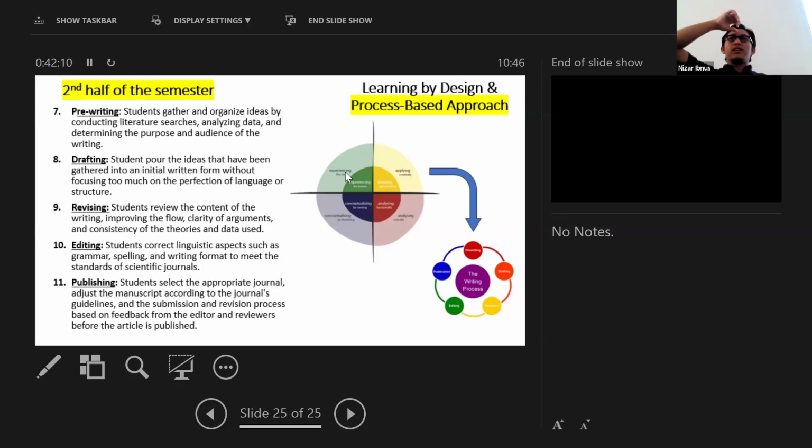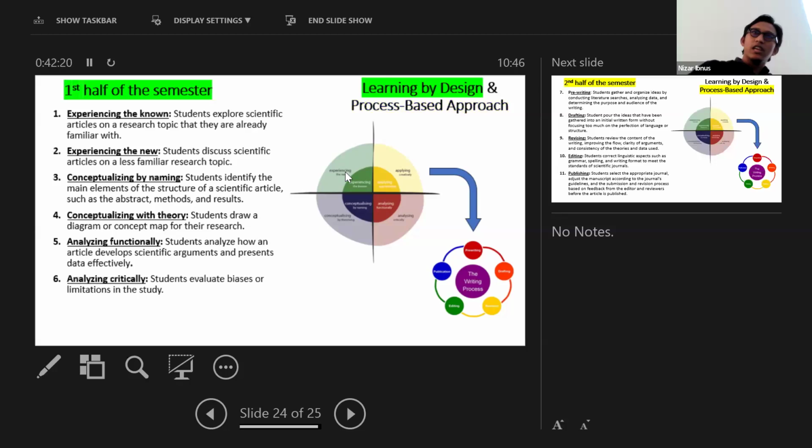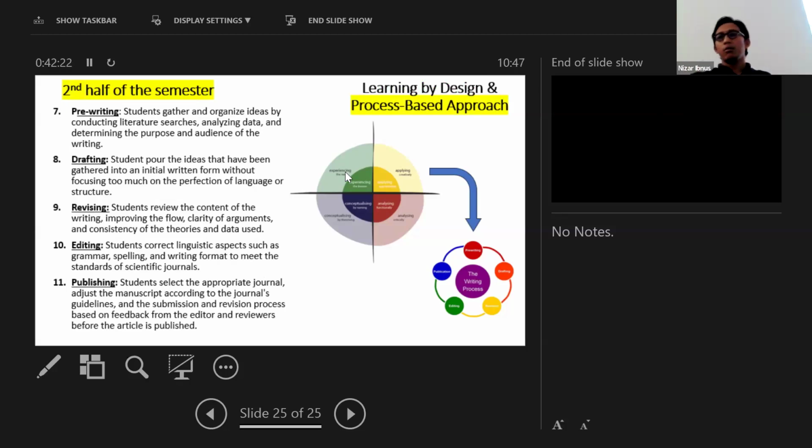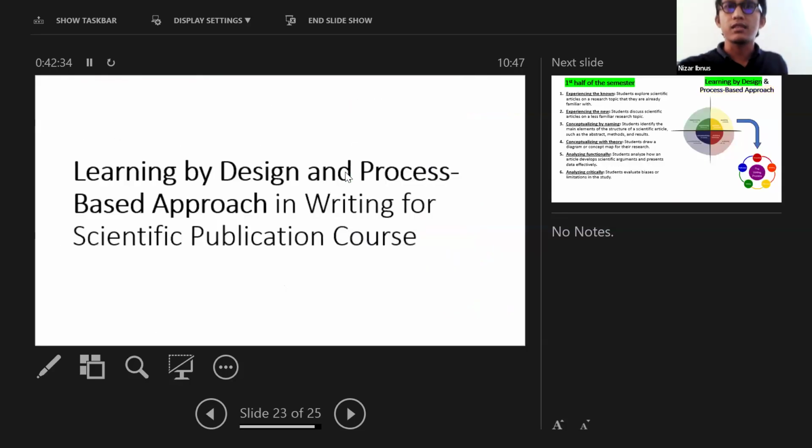So these are the plan. This is the plan of our course. It hasn't been implemented, but hopefully this will be successful in order to meet the learning objective of the writing course later on.